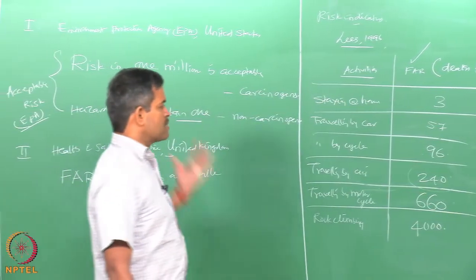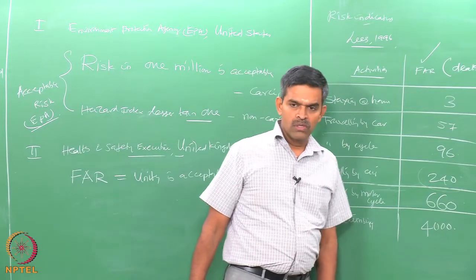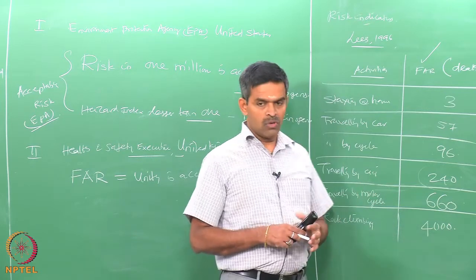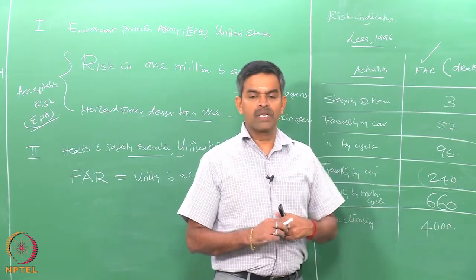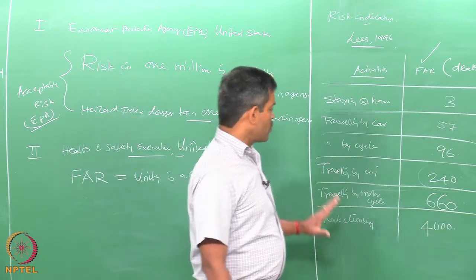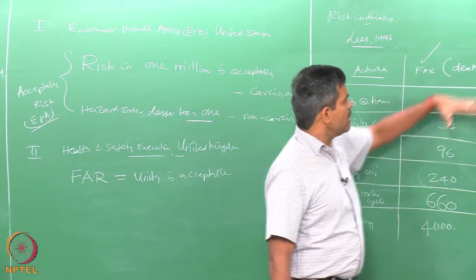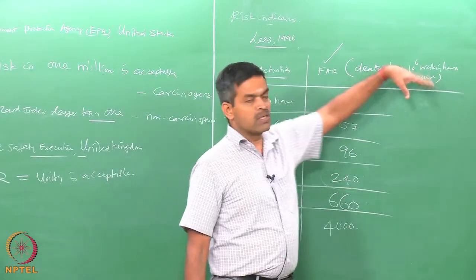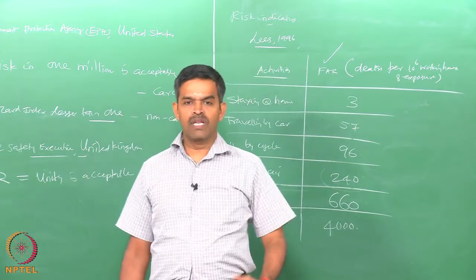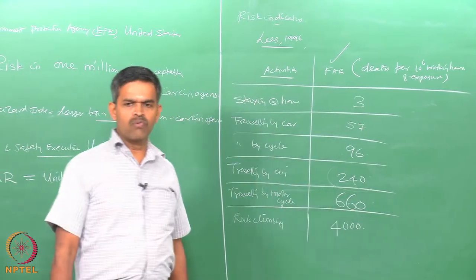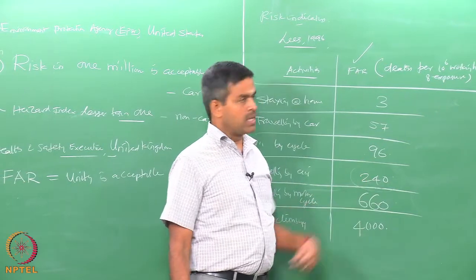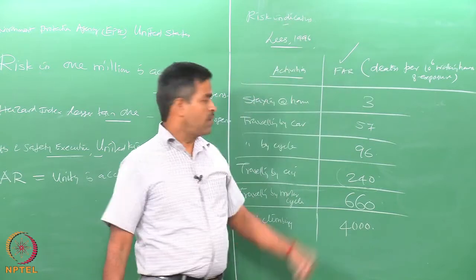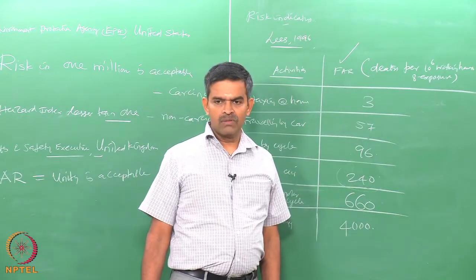So, we need not simply take this number and get confused that travelling by air has a very high FIR, or that rock climbing is 4000, so we should not climb rocks at all, no mountaineering at all. That is not the idea. You have to look not only at the number but at the denominator of the number: you need to expose yourself for 10 power 6 working hours of flying to foresee an FIR of 240, whereas if you drive a car for 10 power 6 working hours, your FIR is only 57. That is the idea.